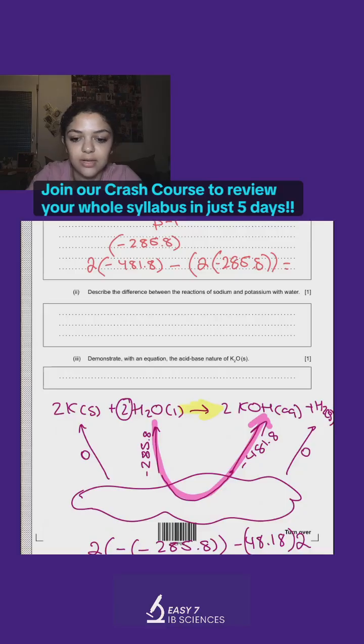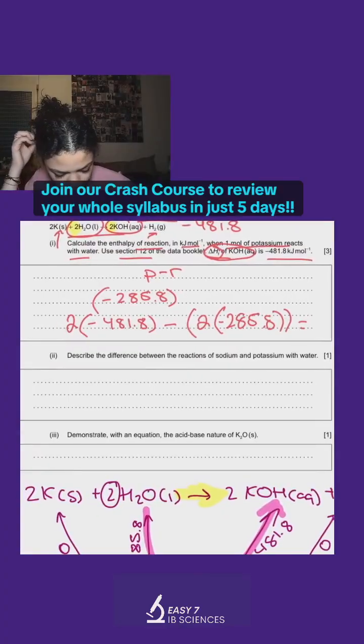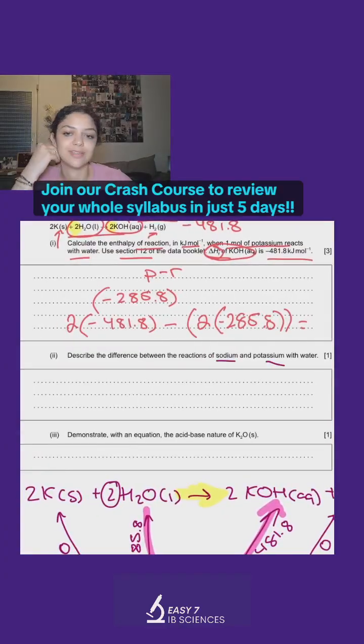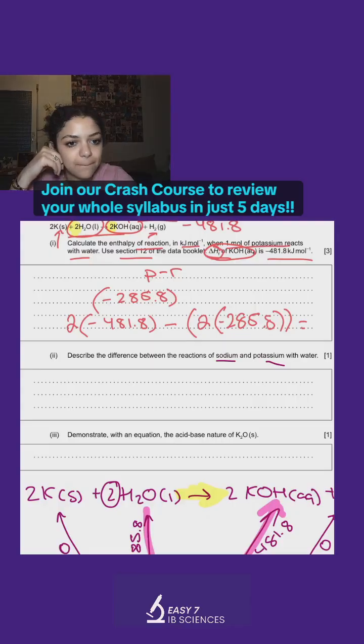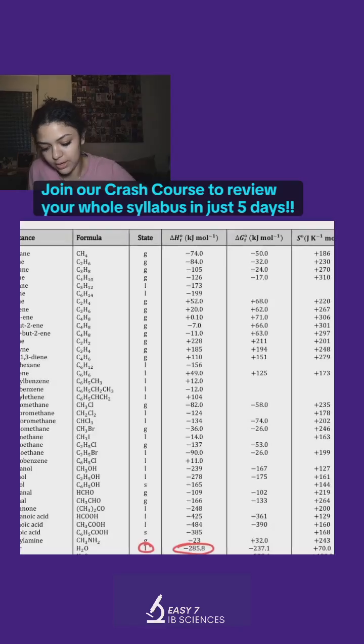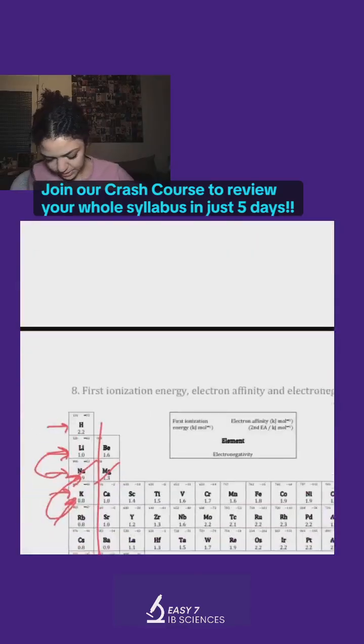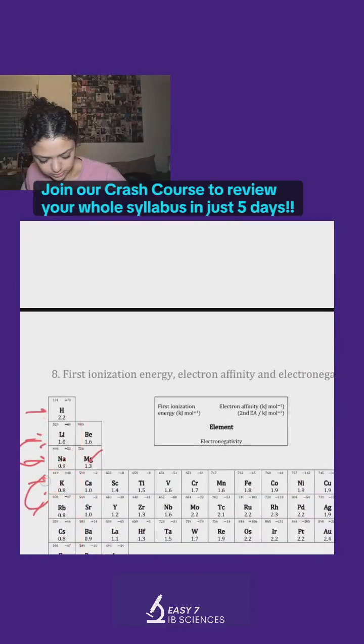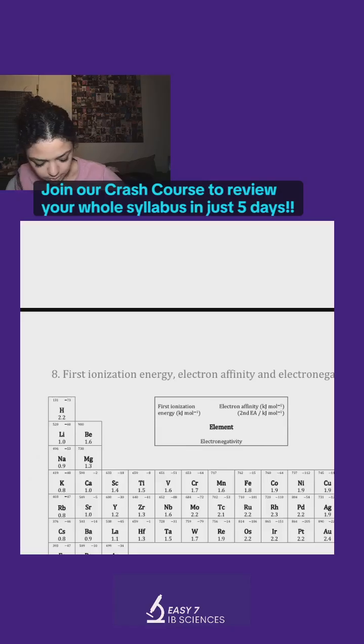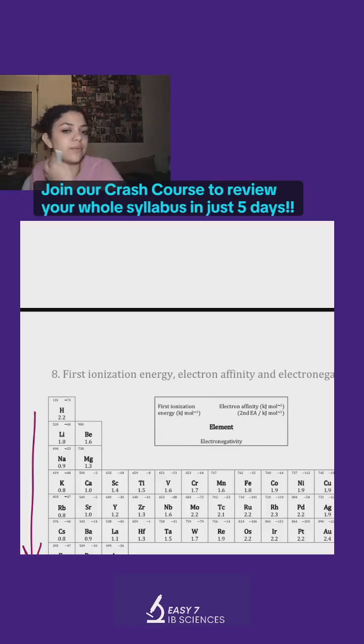Okay, let's have a look at the last 2 questions before we end the live. It says, describe the difference between the reactions of sodium and potassium with water. This is a good one to get. Look at your data booklet and look at your group. Is potassium lower or higher? It's lower, right? And we know reactivity increases as you go down this alkali metal group. So I know potassium is going to be more reactive.